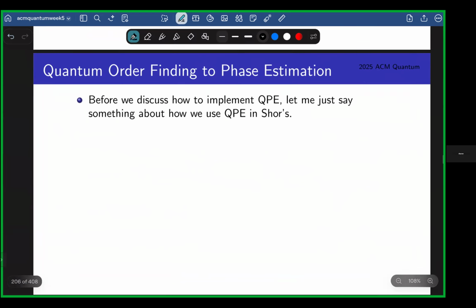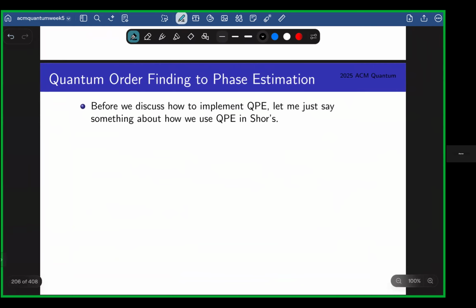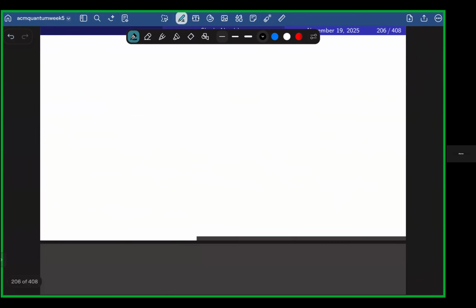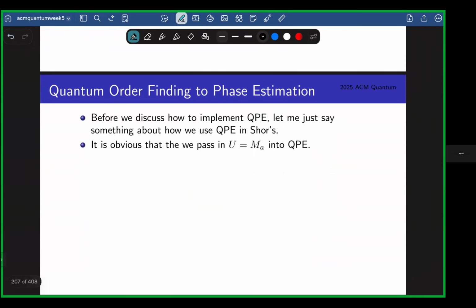Before we implement quantum phase estimation quantumly, let's go over how we use this in Shor's, because remember I said that order finding is somehow related to quantum phase estimation. So let's show how they're related. We're going to pass MA as our unitary into quantum phase estimation, QPE.